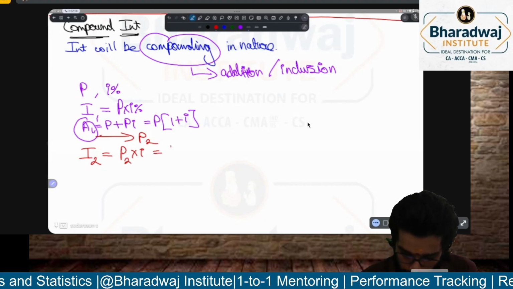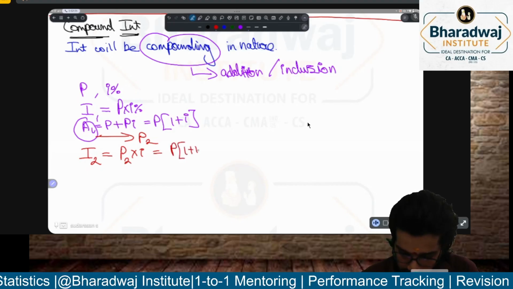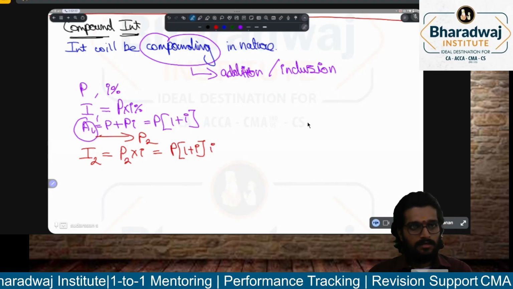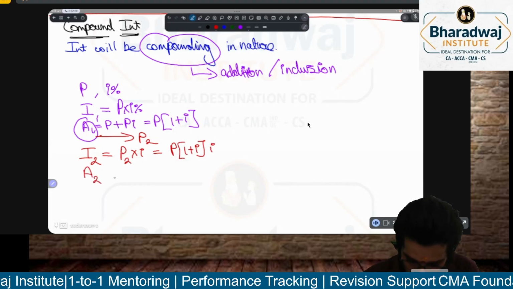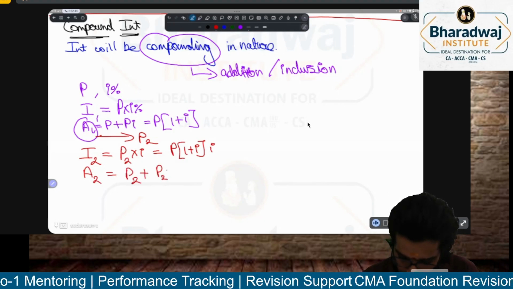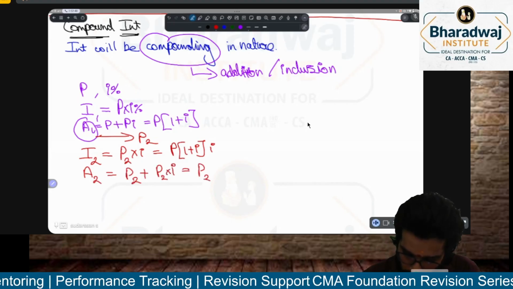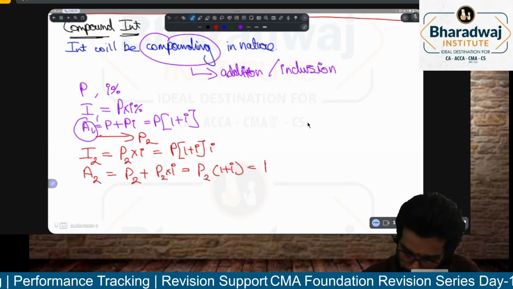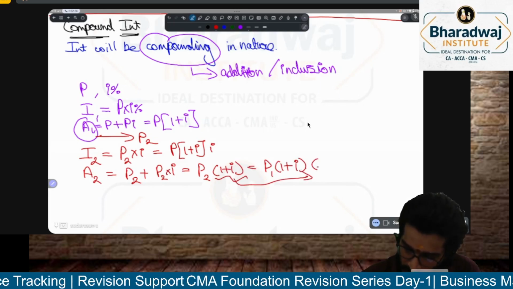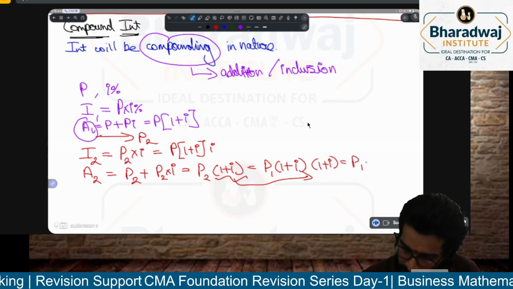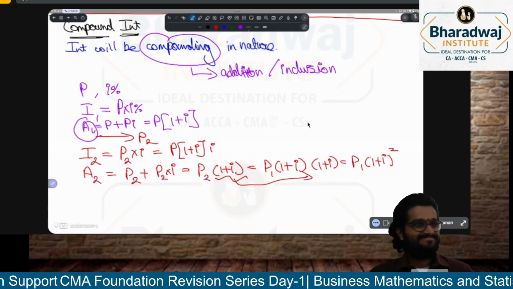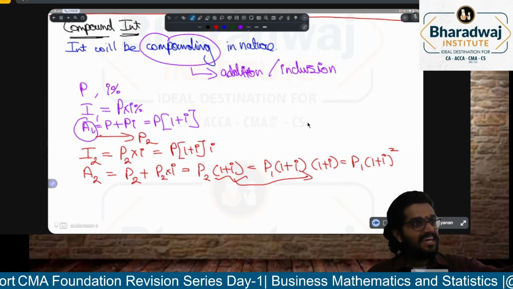What is P2? P into 1 plus I, into I. Right? What is the amount at the end of that year? P2 plus interest on that P2 will be P2 into I, which is P2 into 1 plus I. What is P2? P1 into 1 plus I. Again, you have to write this here. It will be 1 plus I. So, you will get P into 1 plus I the whole square. This is the amount at the end of second year.